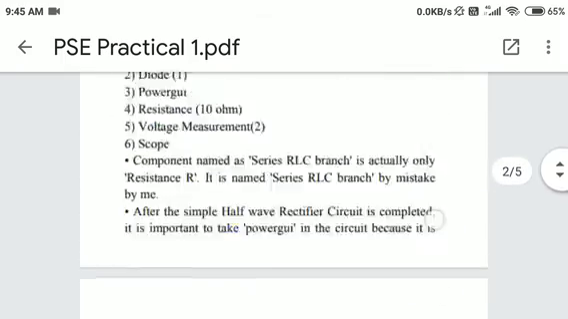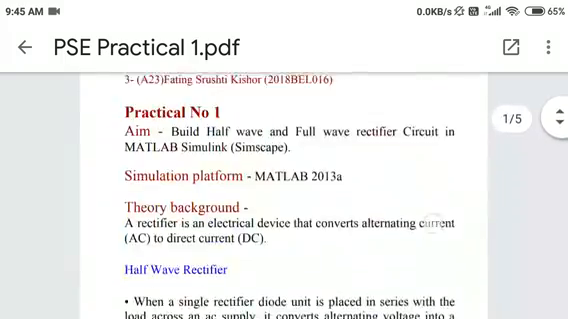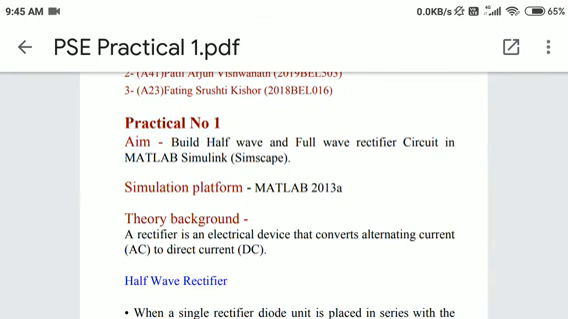So this is the experiment that we have seen now: build a half wave and full wave rectifier circuit in MATLAB Simulink.